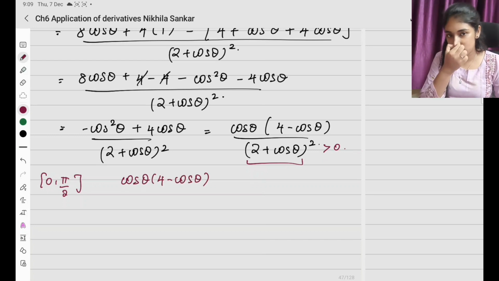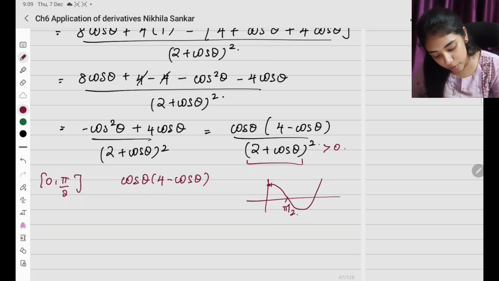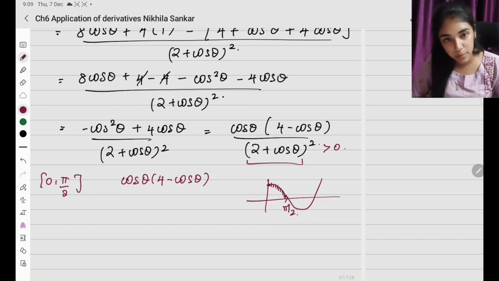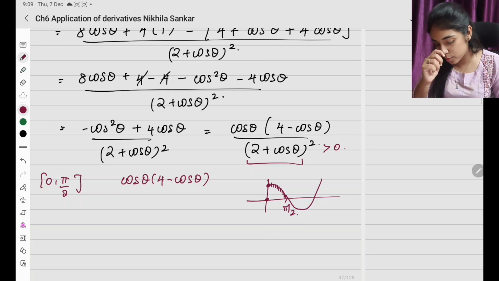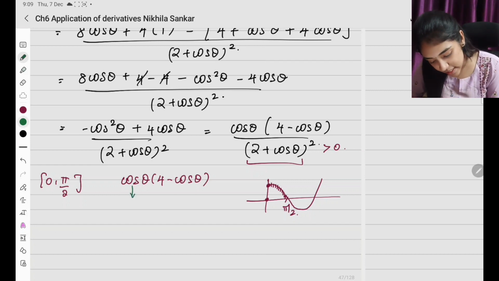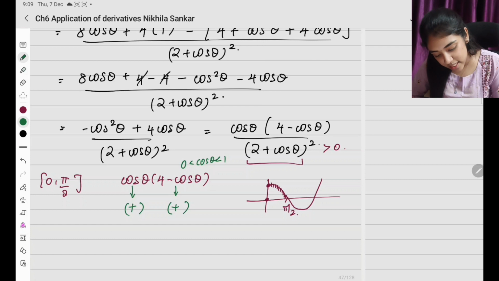Now how does the value of cos behave? Let me draw the graph. The value of cos is going to go something like this, and here the value is pi divided by 2. So from 0 to pi by 2, I see that all the values are positive, and it is going to be between 0 and 1. So this is going to be positive, and since the value of cos theta is between 0 and 1, 4 minus cos theta is going to be positive again. So overall it is going to be positive, which means it's greater than 0.